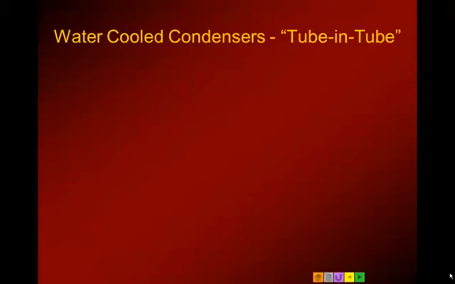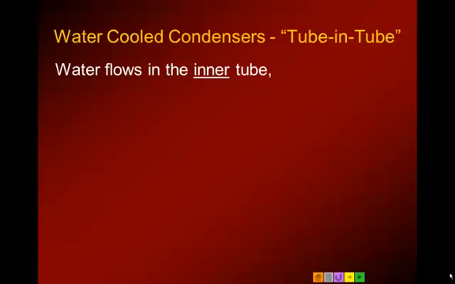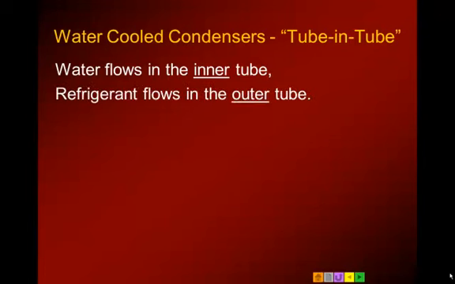All right, moving on now to water-cooled condensers, we have what is known as a tube in a tube. The water flows in the inner tube. The refrigerant flows in the outer tube. So when there is a tube in a tube condenser, the inner tube has the water, the outer tube has the refrigerant. And the 2 surfaces reject heat.